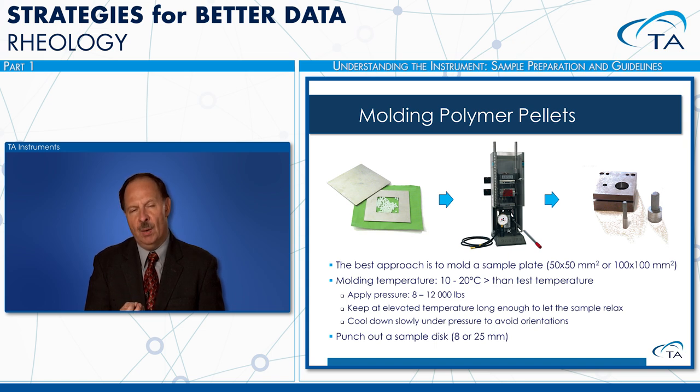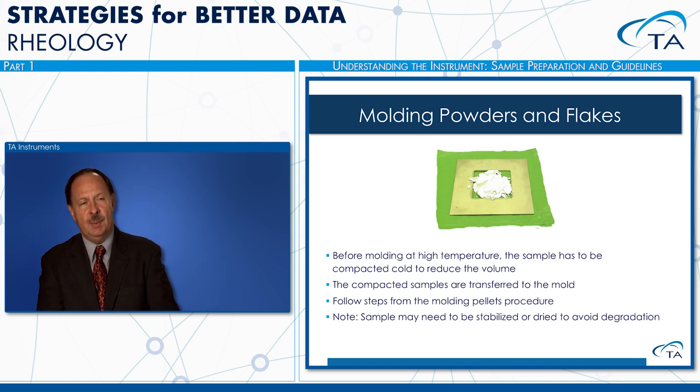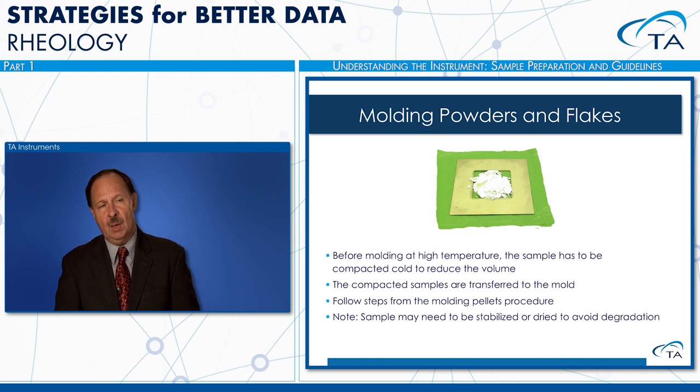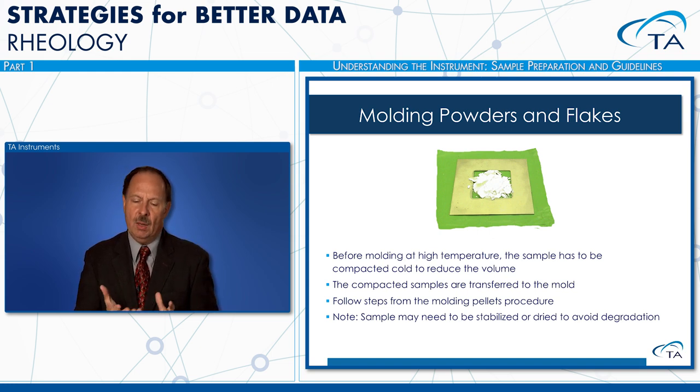As I said, if you're running some lower temperatures, if you're running asphalt or adhesives, 8 millimeters is the diameter of choice. So here again, we talk about molding, in this case molding with powders and flakes. One of the things to keep in mind is you need to know whether your material needs a stabilizer, like an antioxidant, so that when you run your melt in the rheometer, it's not going to thermally degrade. It's got the stabilizer to maintain its properties.